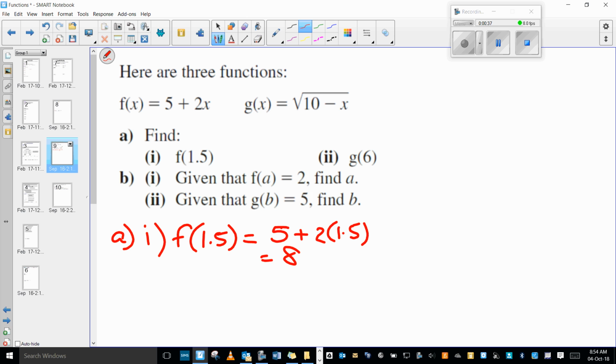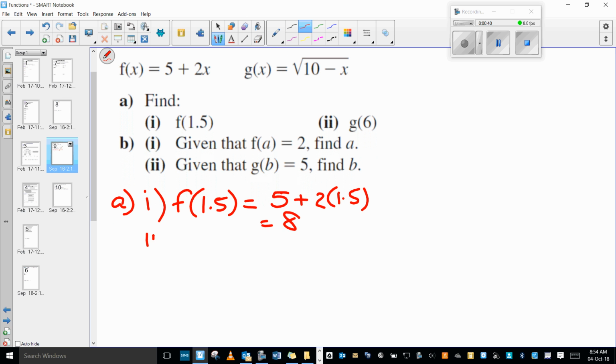And then part 2, what are we going to do for part 2? We're doing g(6). So tell me first of all, what does that mean? Substitute. It's like 6. So what's that? 10 minus 6 is 4, and then square root it, which gives 2. Teamwork makes the dream work.